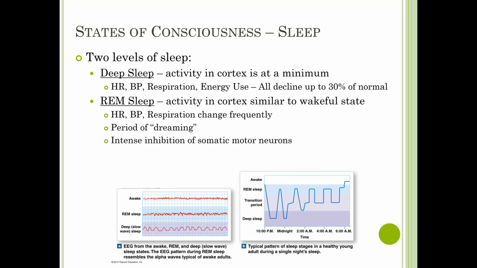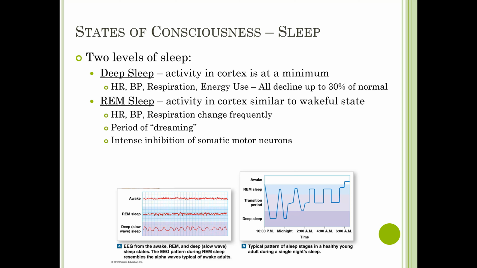And then there is a type of sleep called REM sleep, or rapid eye movement sleep. And the activity in the cortex during this stage is very similar to a wakeful state. Heart rate, blood pressure, and respiration change frequently, usually depending on what you are dreaming. And this is the period in which you do dream, whether you remember it or not. And there is intense inhibition of the somatic motor neurons to prevent you from acting out these dreams.